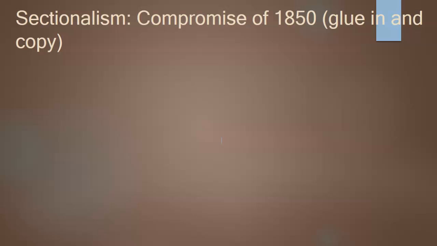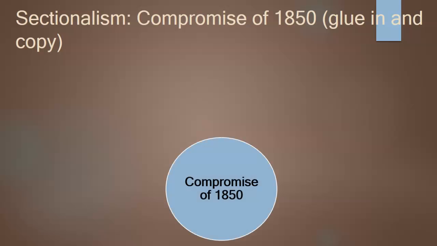Sectionalism really came to a head and became very obvious, like what specific issues the nation was divided over with the Compromise of 1850. Those who are in class, you'll have a little graphic organizer to glue into your notebook. So you're going to want to glue that in and copy this down. So the Compromise of 1850 has several different parts.